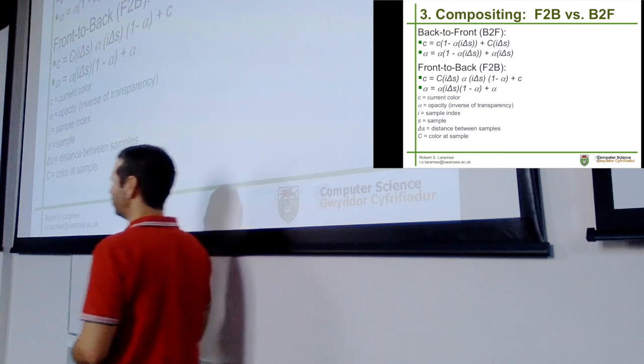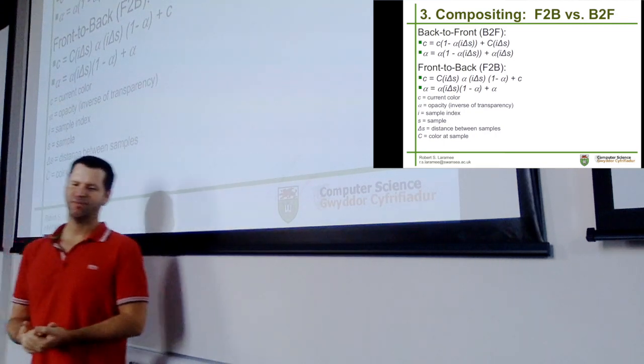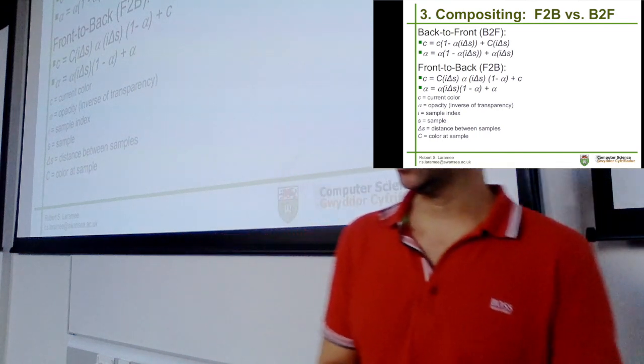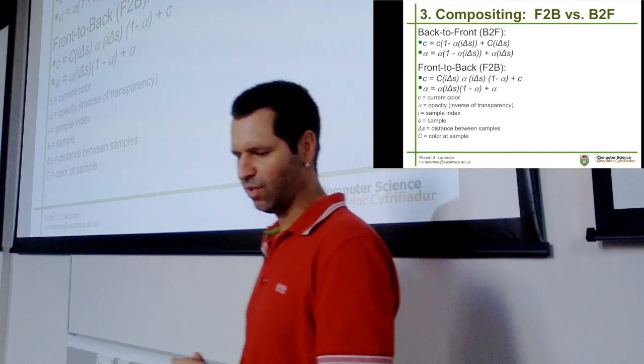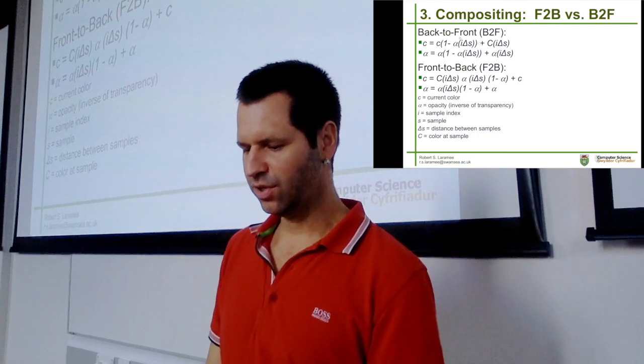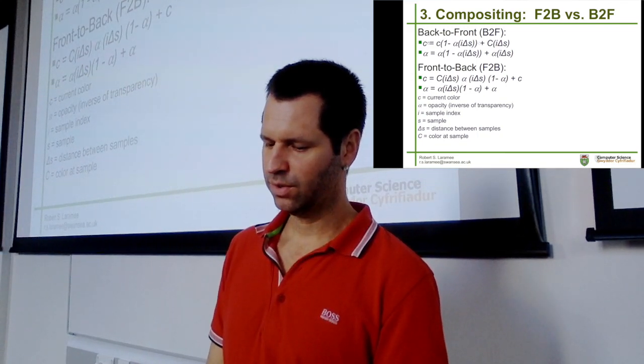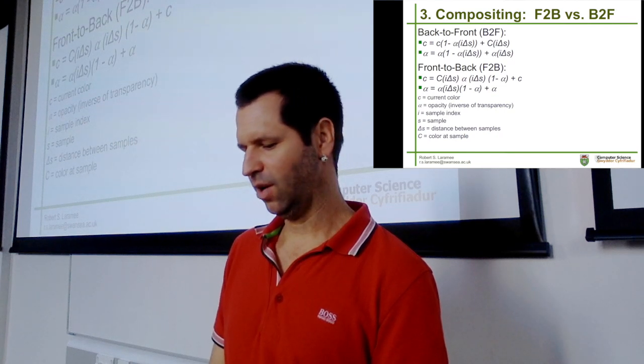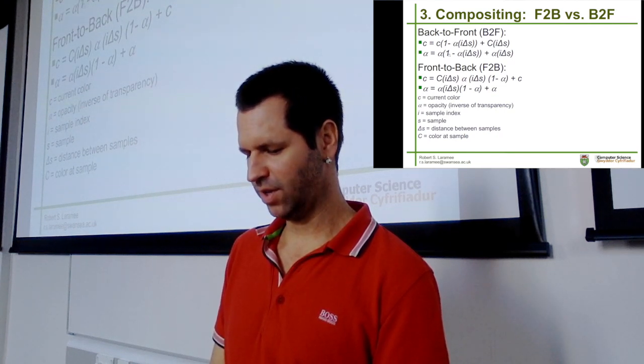So back to front was the original implementation, but the next generation implementation was front to back. And this is what the formula looks like. This is the computation of color. That's what the C is, from front to back. This is the opacity. Alpha stands for opacity. So the symbols are here.